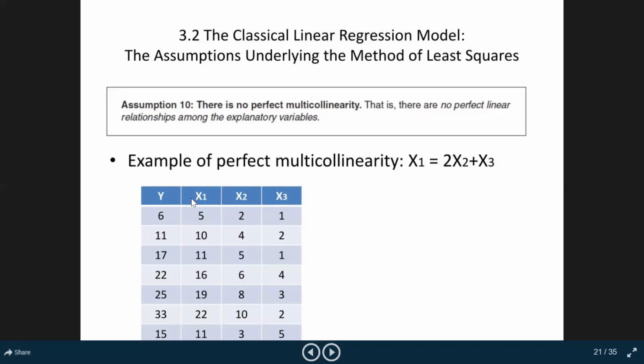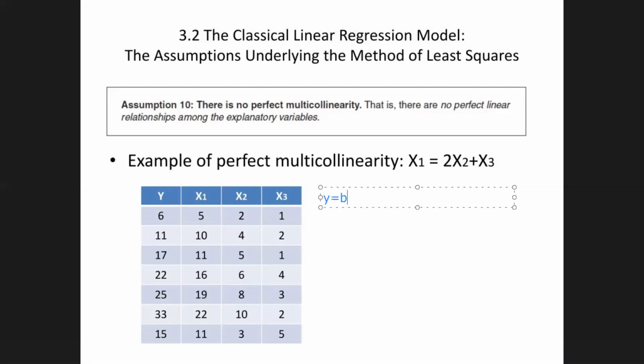And if you run the regression, that is, if you run the model, that is y equals b1 plus b2 x1, sorry, this is beta naught, let me write it again: y equals b1 x1 plus b2 x2 plus b3 x3.